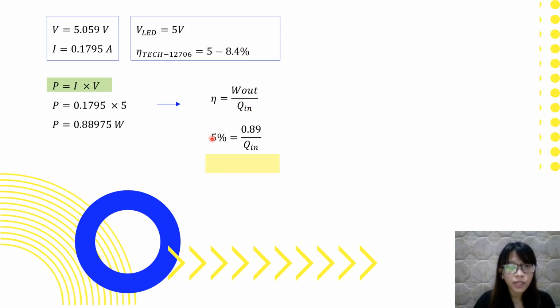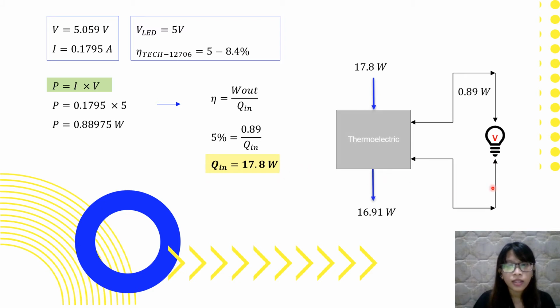Here I use 5%. So we can get the Q in is 17.8 volt. Here is the final schematic, where the Q in is 70.8, and then the P that is distributed to light up the LED is 0.89 watt, and then the output will be 16.91 watt.